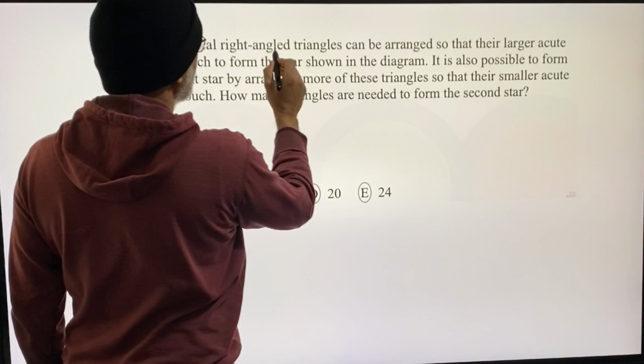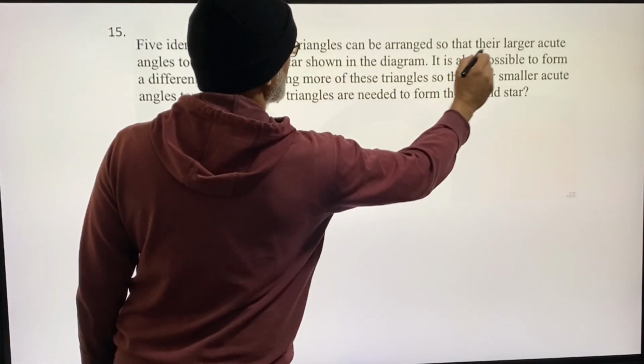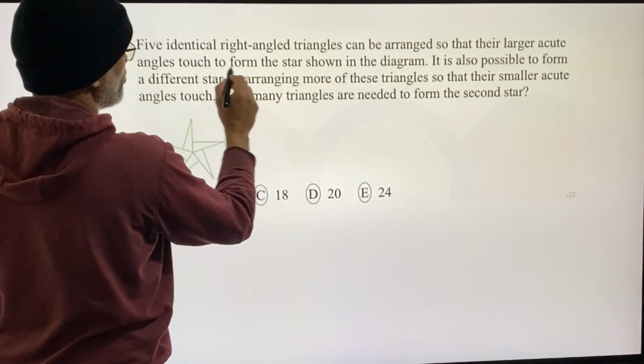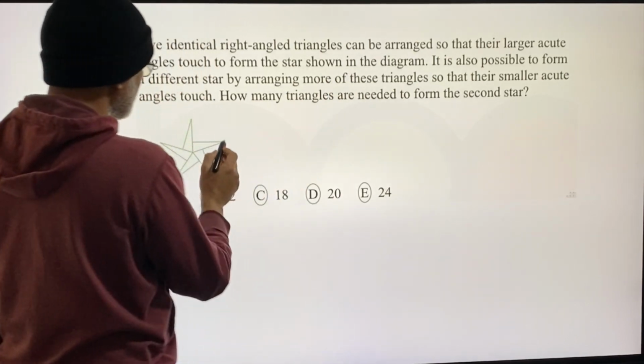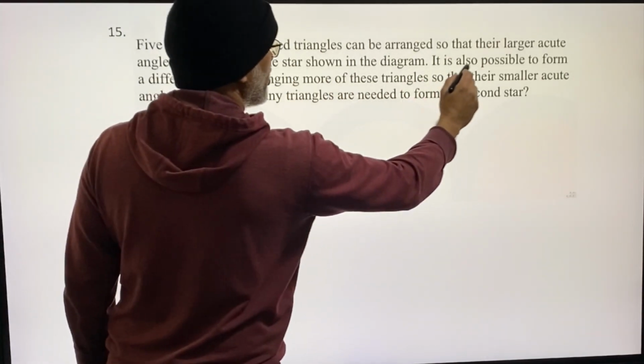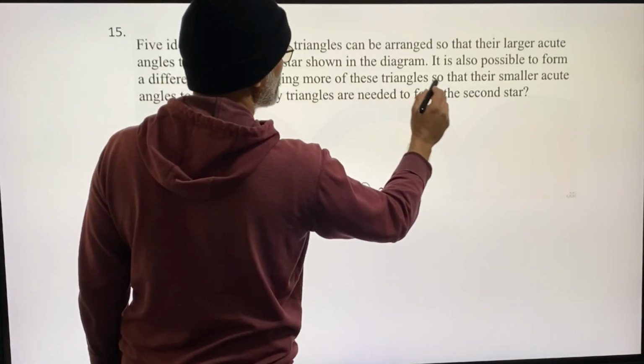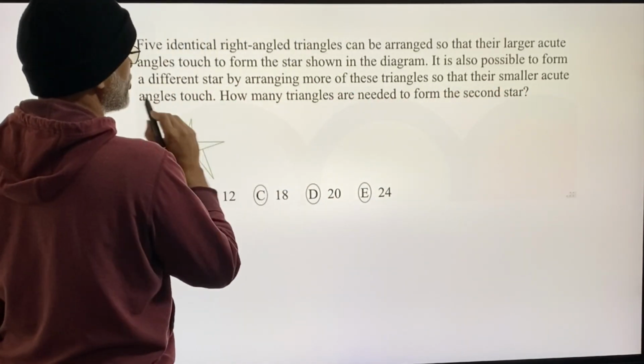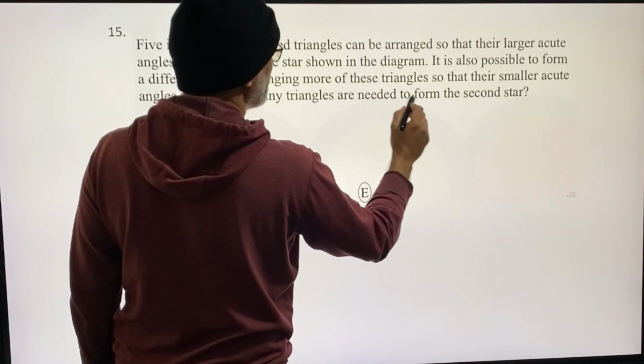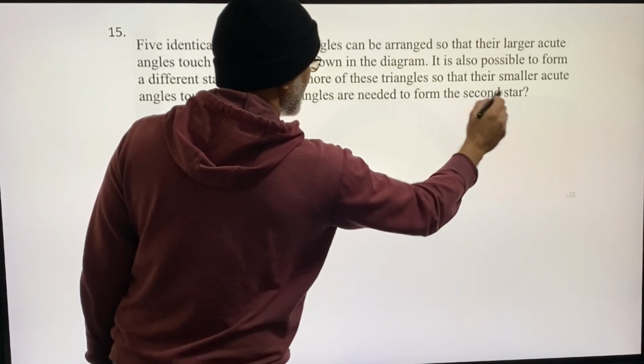5 identical right angle triangles can be arranged so that their larger acute angles touch to form the star shown in the diagram. This is the diagram. It is also possible to form a different star by arranging more of these triangles so that their smaller acute angles touch. How many triangles are needed to form the second star?